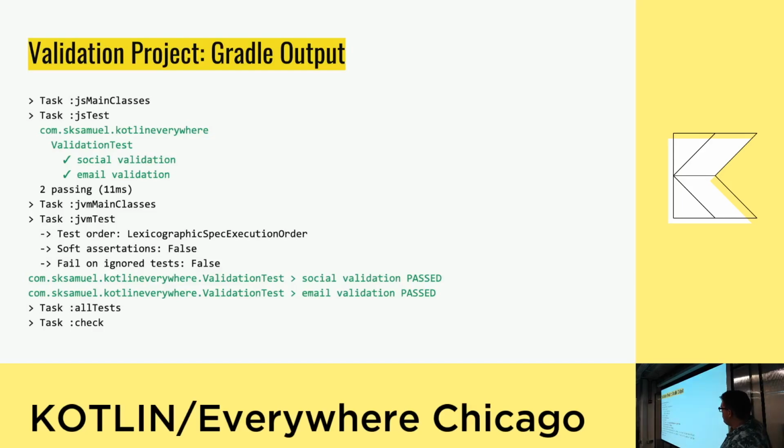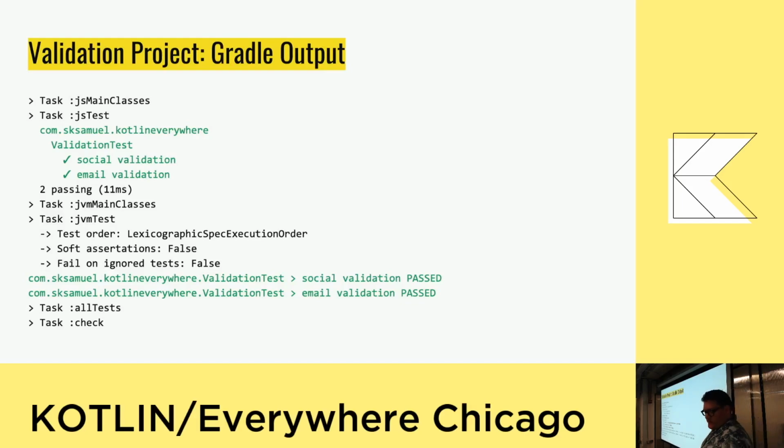So here you can see the output from running this through Gradle check. The tasks that actually do the heavy lifting are the JS test and the JVM test, as you can see there. You can run them individually if you just wanted to run on one platform, or Gradle check will run them both. The JS tests are executed using a normal JS test runner, such as Mocha, as we've described, and the JVM tests will run on the JUnit 5 platform runner.